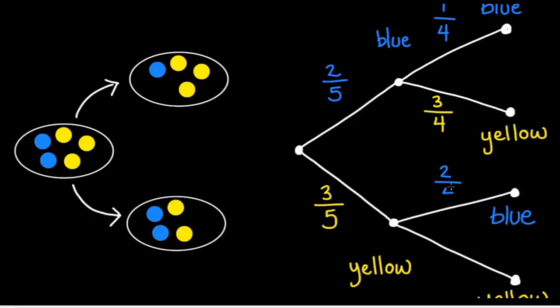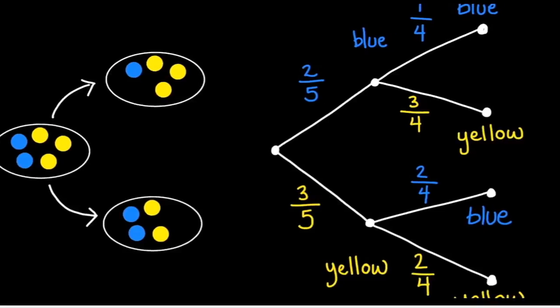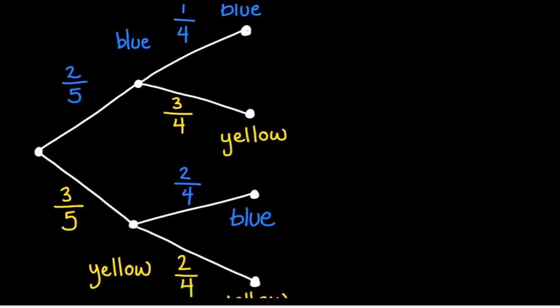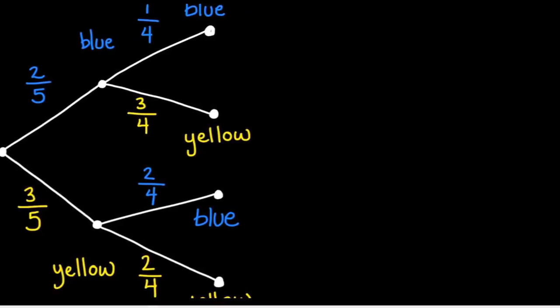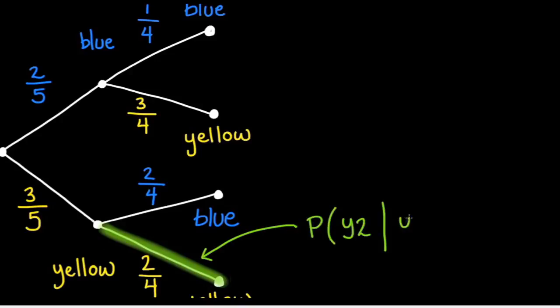There is now a 2/4 chance of drawing a blue marble and a 2/4 chance of drawing a yellow marble. What we have drawn here is called a tree diagram. Tree diagrams help us to visualize our sample space and reason out probabilities. The probability assigned to the second branch denotes the conditional probability given that the first happened.